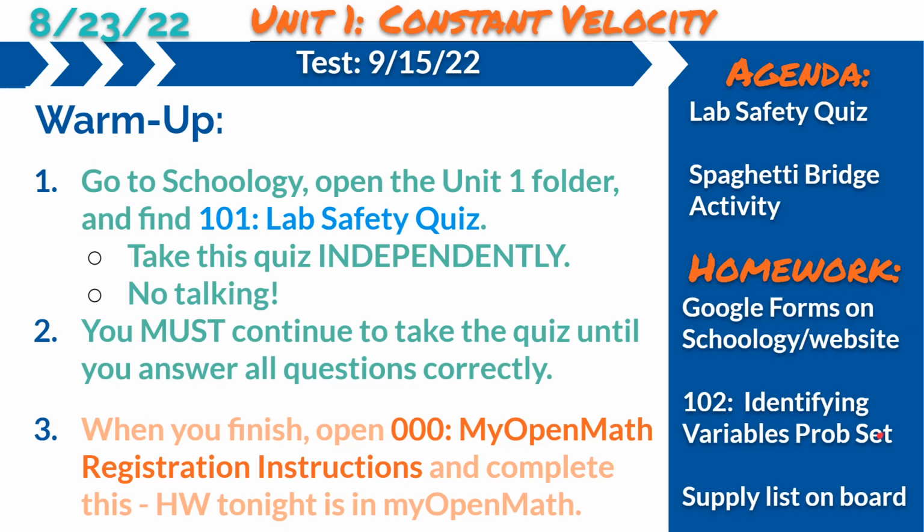Otherwise, the only other homework you have is the assignment 102, identifying variables problem set. It is found in the My Open Math website, so hopefully you have already done the registration for that. If not, the directions are in Schoology and you just need to follow them to get it set up. You need to use your ID number as your username, and then you're supposed to put your class period in front of your last name, but it's all in there and it tells you the code that you need and everything. This assignment is, I think, only 10 questions. It should not take you very long. Some of you may have already finished it while you were sitting in the room.